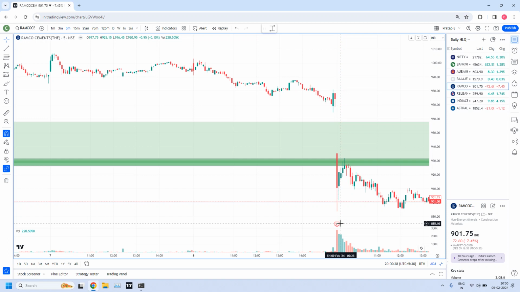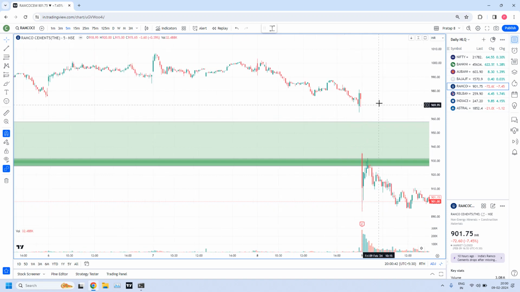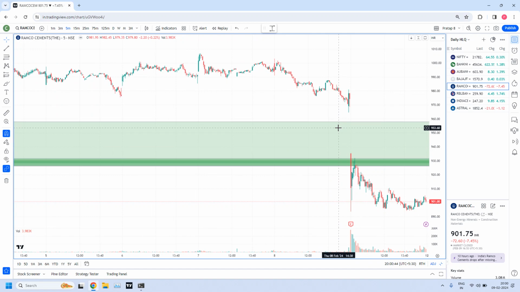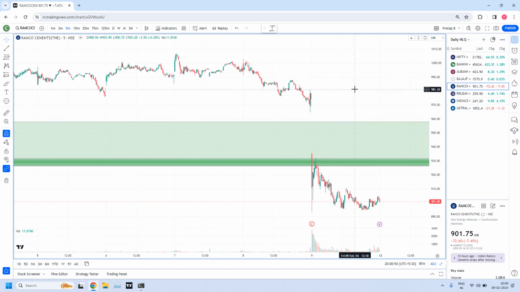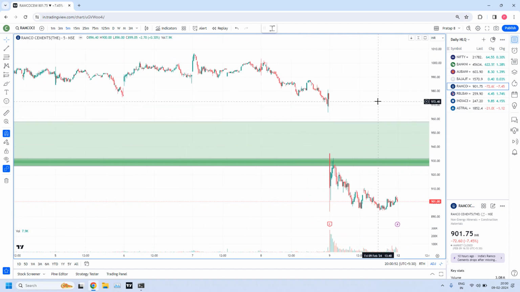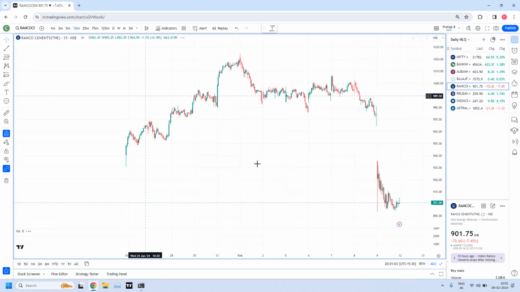That is quite dangerous. This is one example to learn what will happen if you trade on a results day. This is a classic example. This is one important learning for you from this analysis discussion. So this is about Ramco Cement.